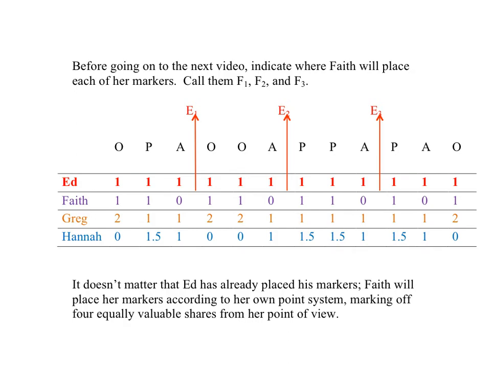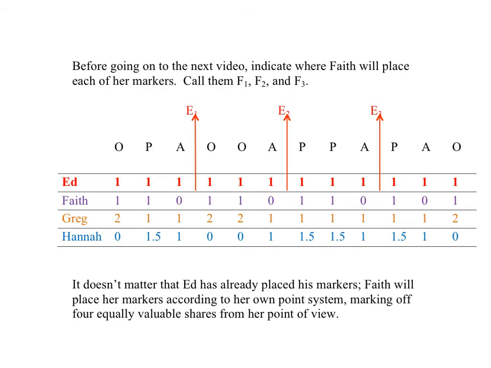Before going on to the next video, indicate where Faith will place each of her markers. Call them F1, F2, and F3, and try to use the same thought process that we just used to figure out the location of Ed's markers.